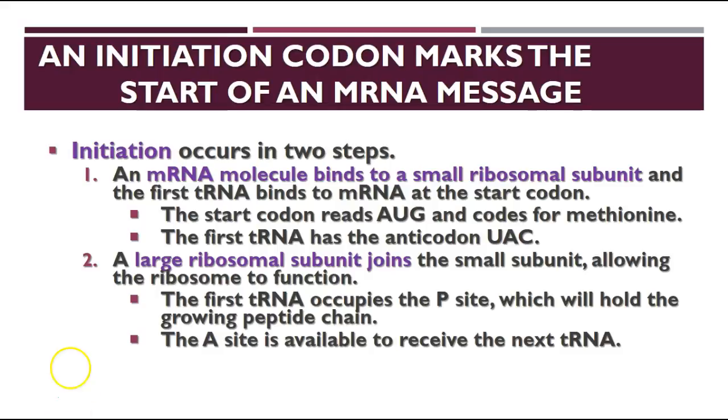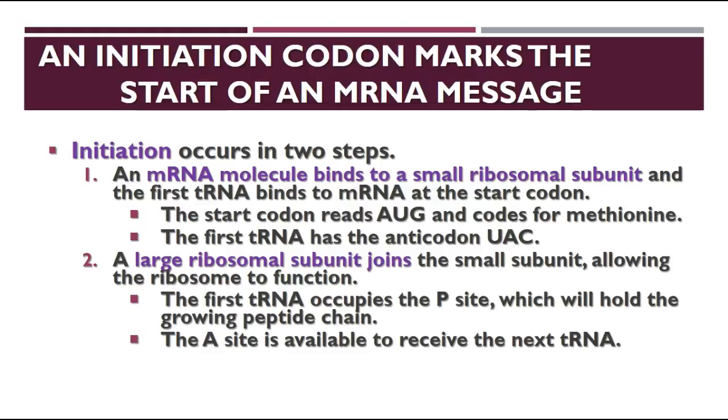First, there is an initiation of the coding that occurs in two steps. The messenger RNA molecule binds to the small subunit of the ribosome, and the first transfer RNA binds to the messenger RNA at that start codon. That's going to read AUG and code for methionine, and the transfer RNA has the anti-codon UAC that matches up, or is complementary, to AUG.